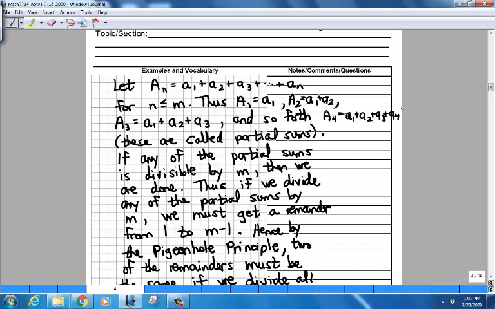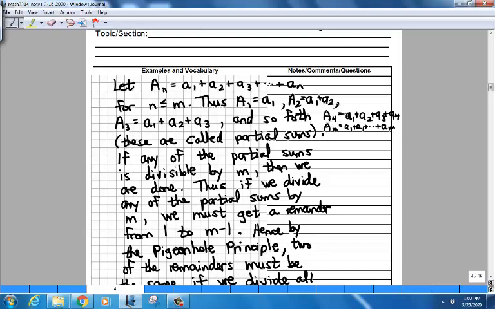You're going to create that partial sum again for every possible subscript, all the way up to m. For instance, capital A sub m would mean the sum of all of the numbers in the collection, so that would be a1 plus a2 plus etc. all the way down to am. Notice you're going to get several of those partial sums: capital A1, capital A2, capital A3, all the way up to capital A sub m.